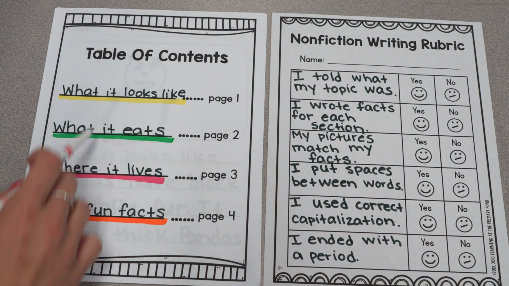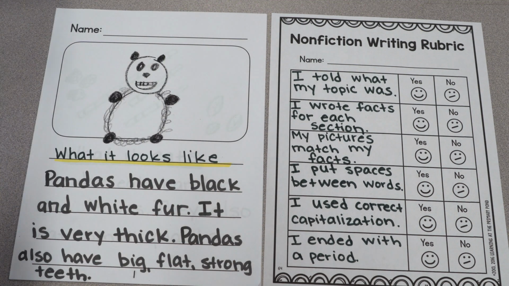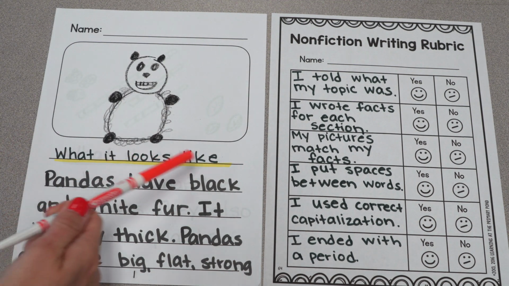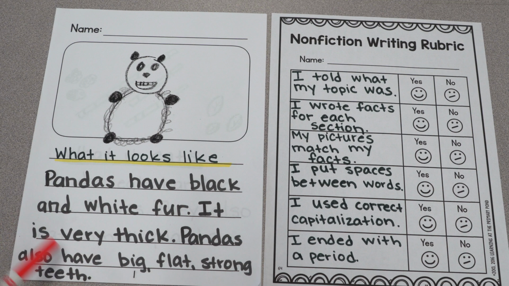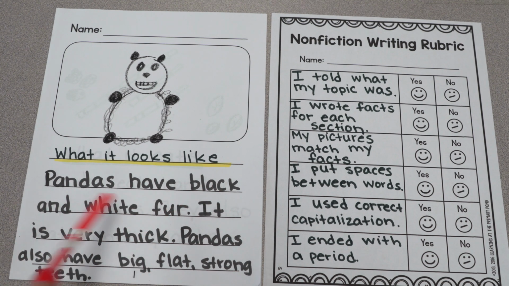I have my table of contents with all of my sections. Let's look at my first page, what it looks like. So this should all talk about what it looks like. Pandas have black and white fur. It is very thick. Pandas also have big, flat, strong teeth.